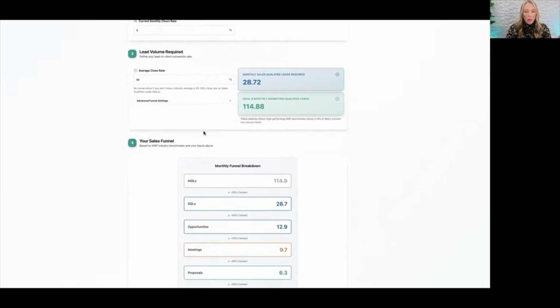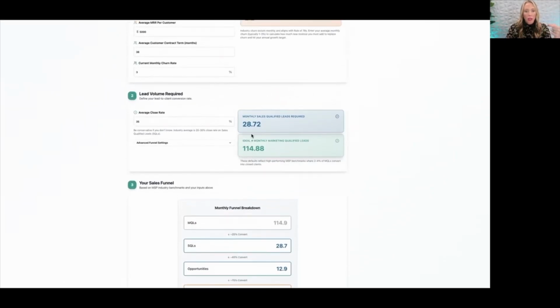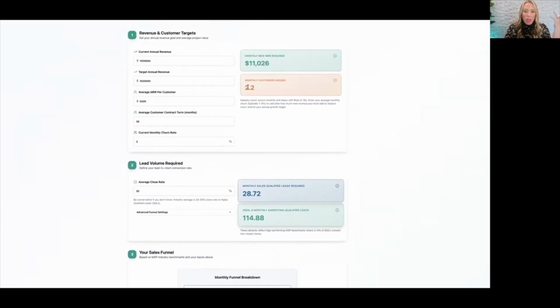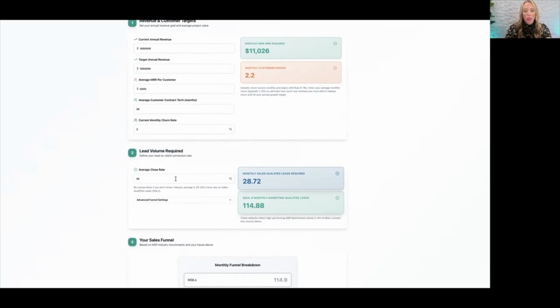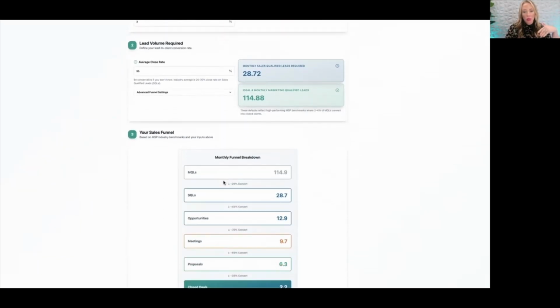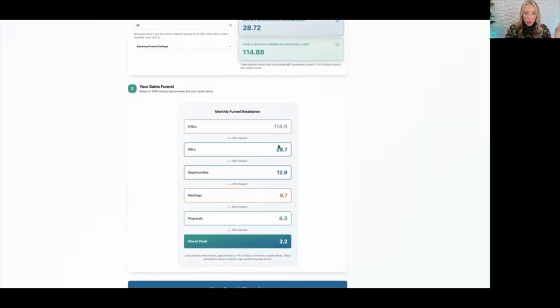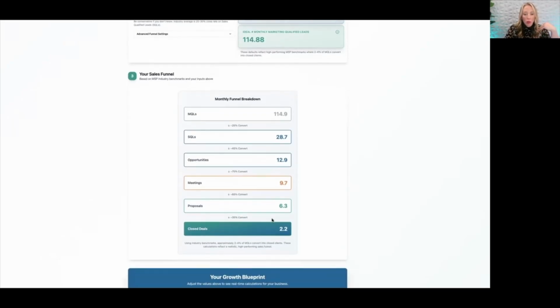I just put some industry benchmarks, but if you look here, why do I need 28, 29 sales opportunities for 2 customers needed? Remember, we're not talking about booked meetings in terms of sales qualified leads. We know that we've got to chase our prospects down. So marketing qualified leads and sales qualified leads is that 28, 29 number, but true opportunities that move into a meeting, proposal, etc., really only comes down to 2 out of that total number.